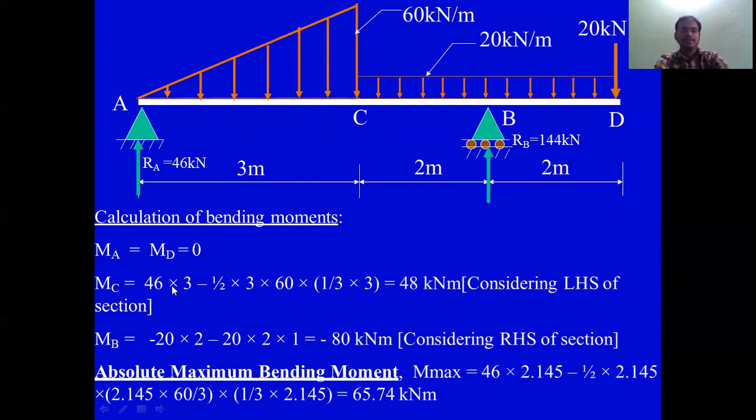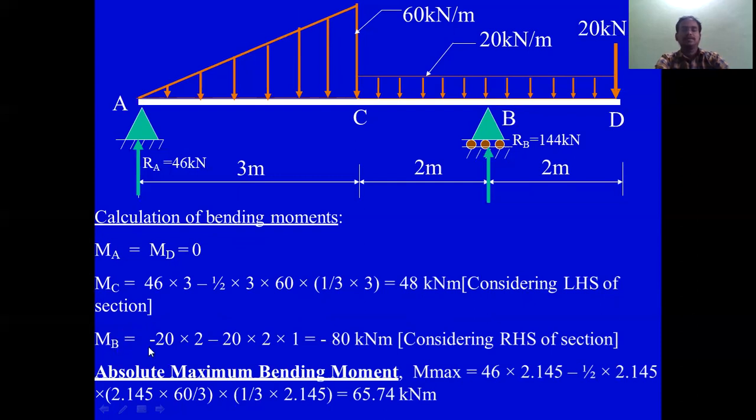46 into 3, positive, minus half into base into height. This is half into 3 into 60 regarding this UVL, into 1/3 of 3. So this will be the bending moment at point C: 48 kilonewton meter considering LHS of the section. Yes, this is important when we consider LHS of the section.